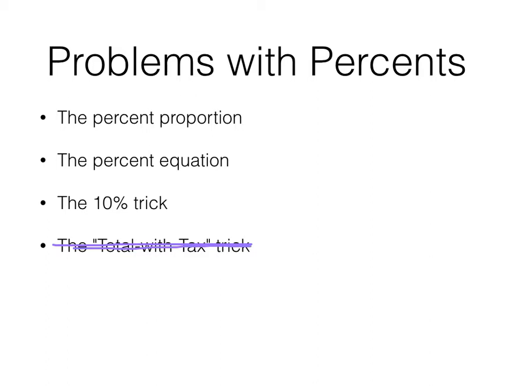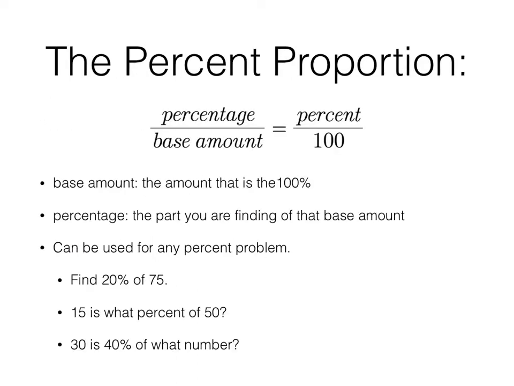Continuing on. Start with the percent proportion. The percent proportion, of course, a proportion has the 2 ratios set equal to each other. That defines what a proportion is. And we're still going to solve it by cross-multiplying. So there's 4 things here: the percentage, the base amount, the percent, and the number 100. And that number 100 will always stay a 100 in the percent proportion.